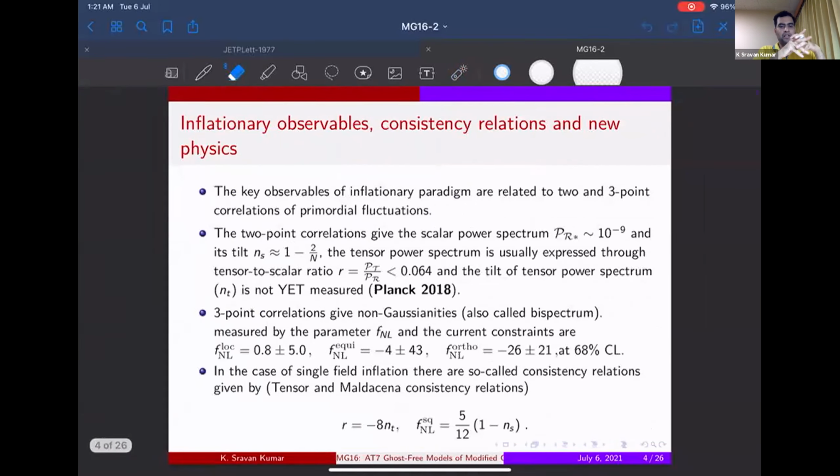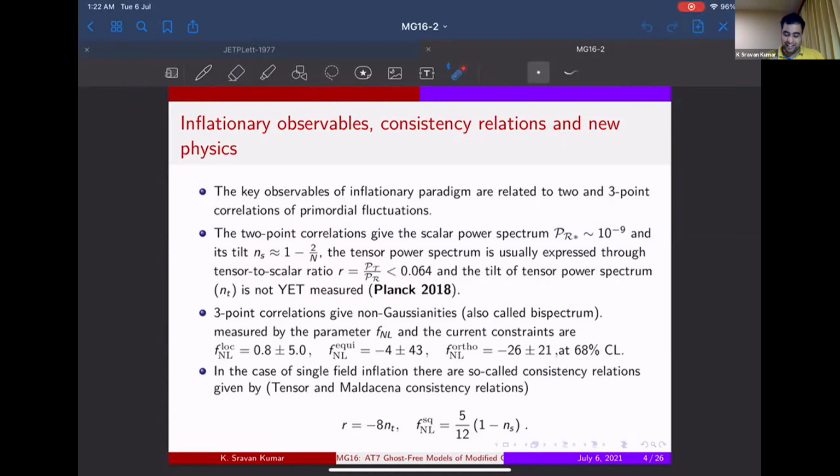Okay, so let me give a brief summary of what the inflationary observables are. There are mainly three observables related to two-point correlations of scalar perturbations generated during inflation, and two-point correlations of tensor perturbations generated during inflation. The key parameters which we often hear about are the spectral index, which is very much constrained by the latest Planck data, and the tensor to scalar ratio, which tells about the ratio of the tensor power spectrum to the scalar power spectrum. This is the parameter related to the primordial gravitational waves, and it has an upper bound.